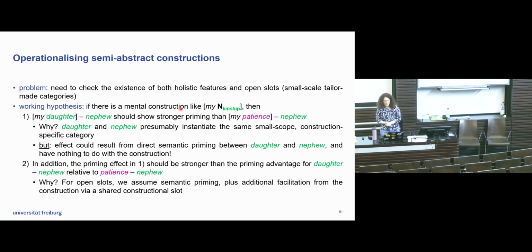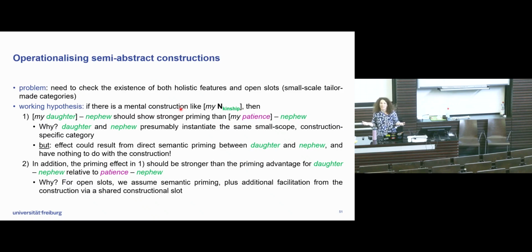Our working hypothesis was the following. If there is a mental construction like "my kinship term", then we should find stronger priming with a prime like "my daughter" priming "nephew" than "my patient's" priming "nephew", because nephew and daughter instantiate slot fillers of the same constructional slot, okay?